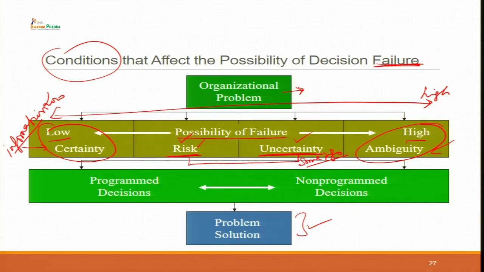Now, through this diagram the manager is guided that he can take up programmed decisions or non-programmed decisions based on where the scenario is placed. So, we can see that for certain situations where the possibility of failure is low, the manager can go for programmed decisions. For uncertain and ambiguous situations, the manager has to go for non-programmed decisions. For a risk scenario, if the information is available, then he can go for programmed decisions. If information is not available, then he may seek help from non-programmed decisions.